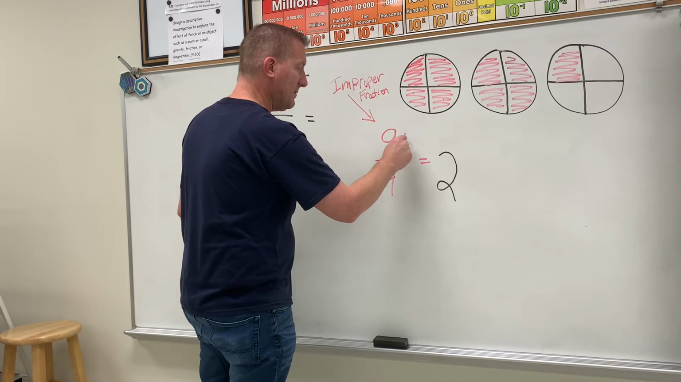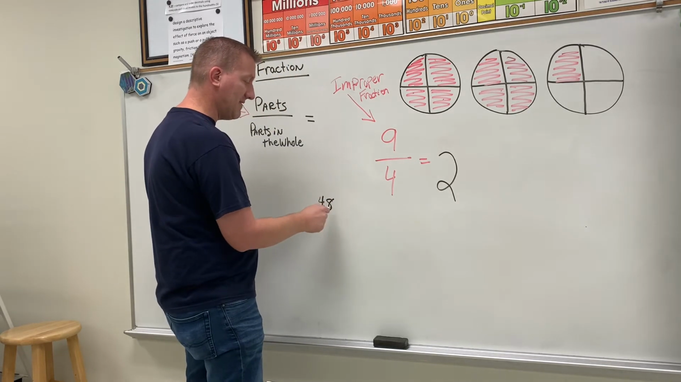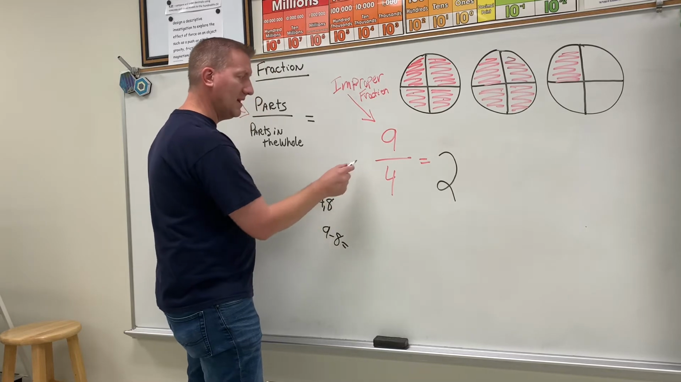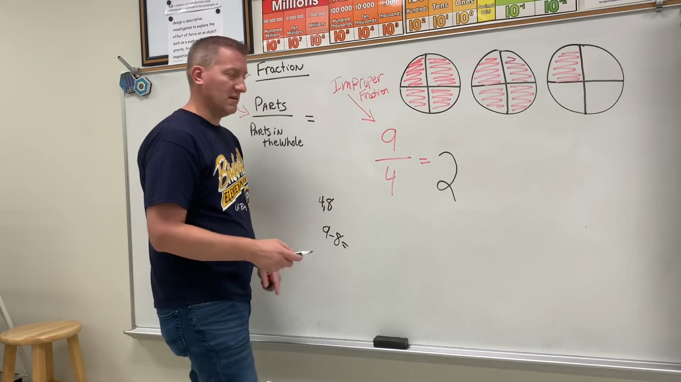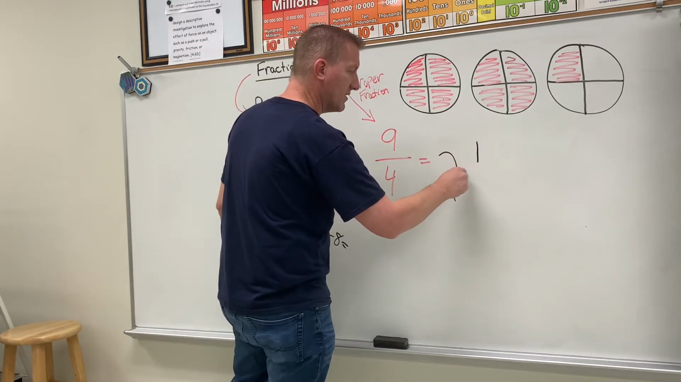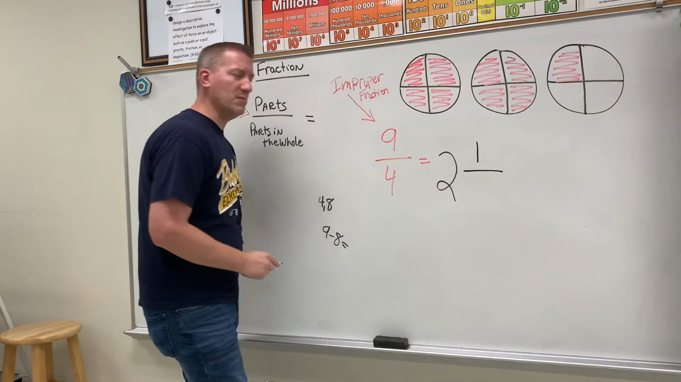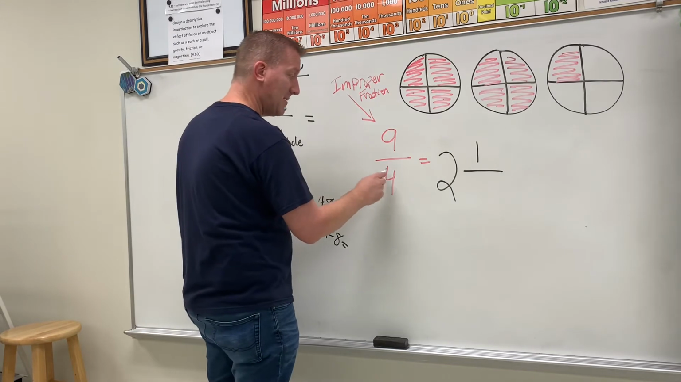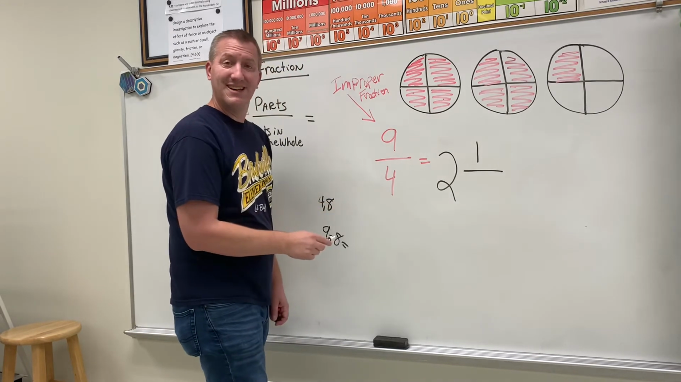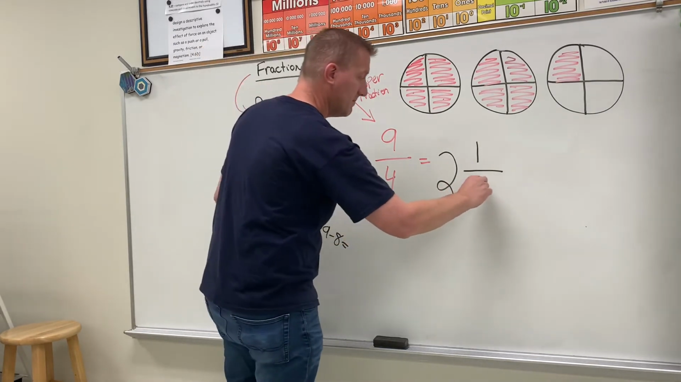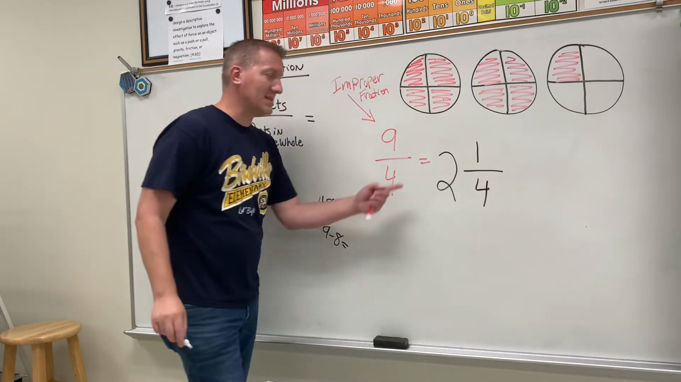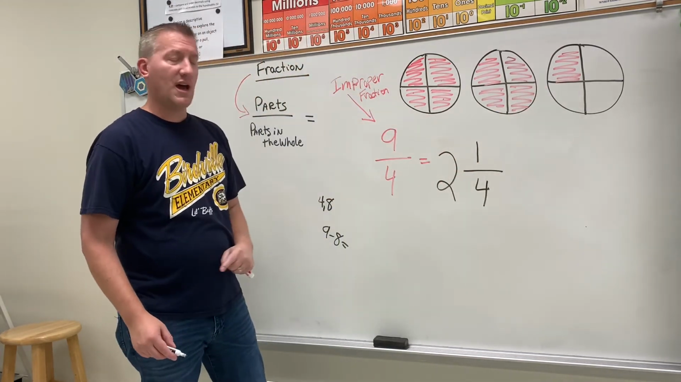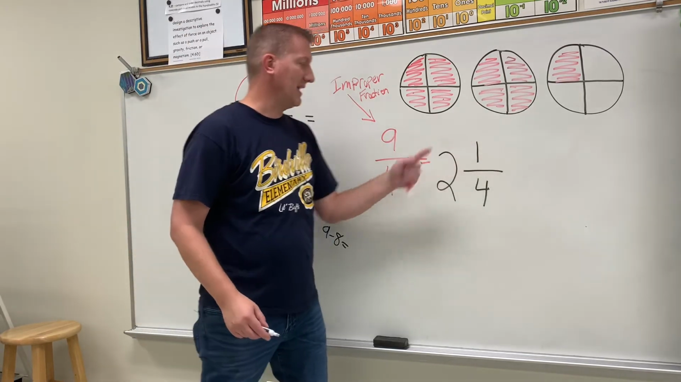Well, 9 minus 8, if I have 9, and I subtract 8 out of it, how much do I have left? I have 1 left over. That becomes my numerator, and then the denominator stays the same. So I am back to my 2 1/4. I'm back to my mixed number again.